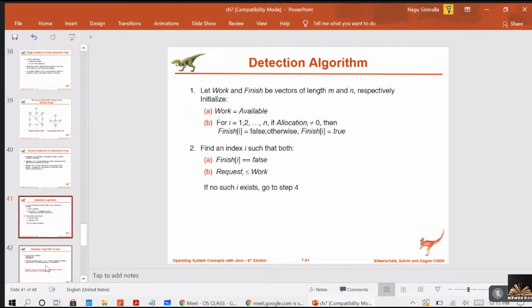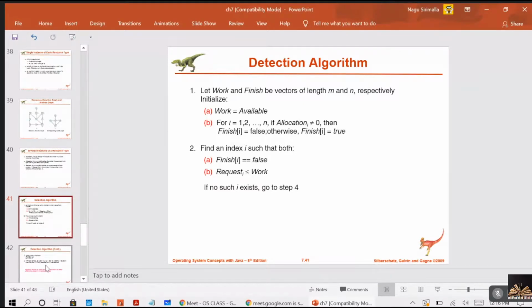For i equal to 1 to n, if the allocation of i is not equal to 0, and if you are allocating them, then finish of i is equal to false. Otherwise, finish of i will be true. So if allocation is not equal to 0, then finish of i is equal to false, that means it was not finished. Otherwise, finish of i is equal to true.